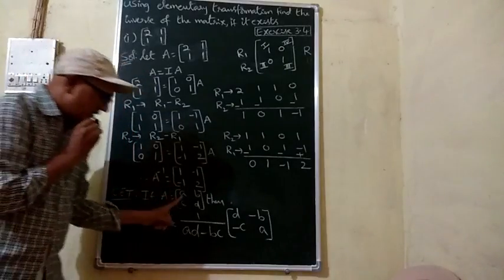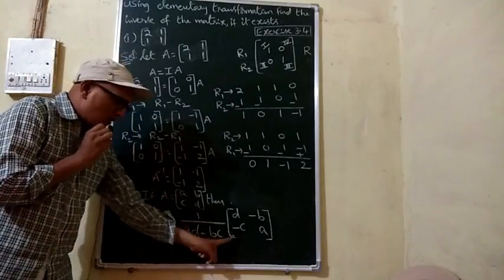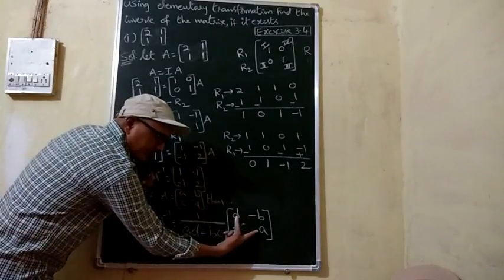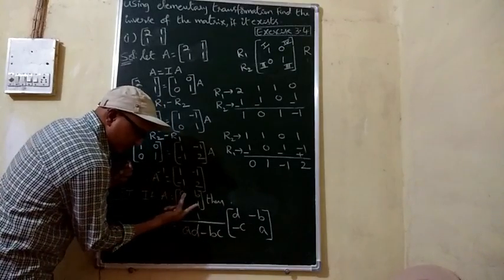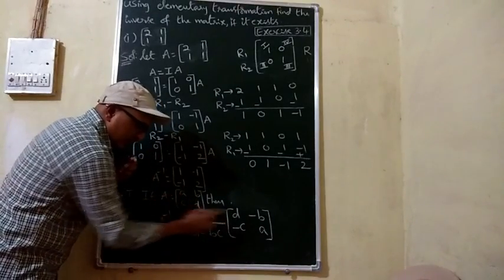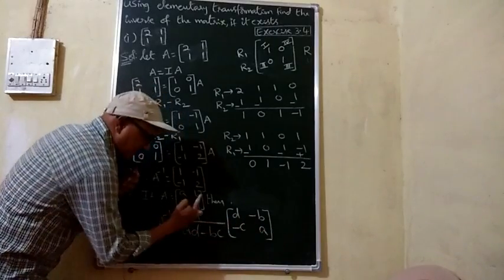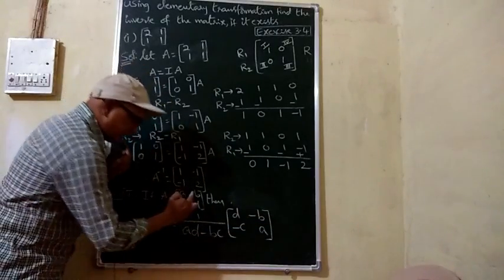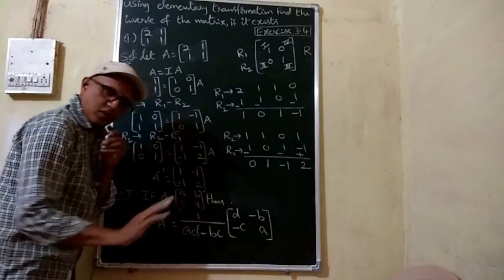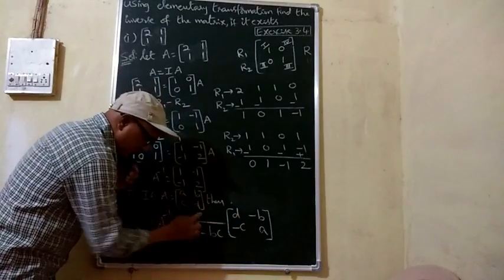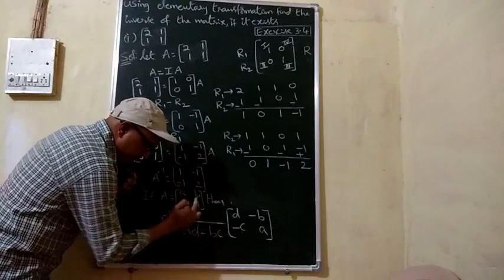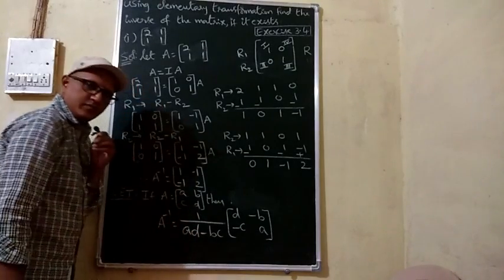This is the given matrix. How to get this answer? Just interchange these two: D comes here, A goes there. Change the sign for these two. Then multiply by 1 over, multiply these two minus multiply these two.